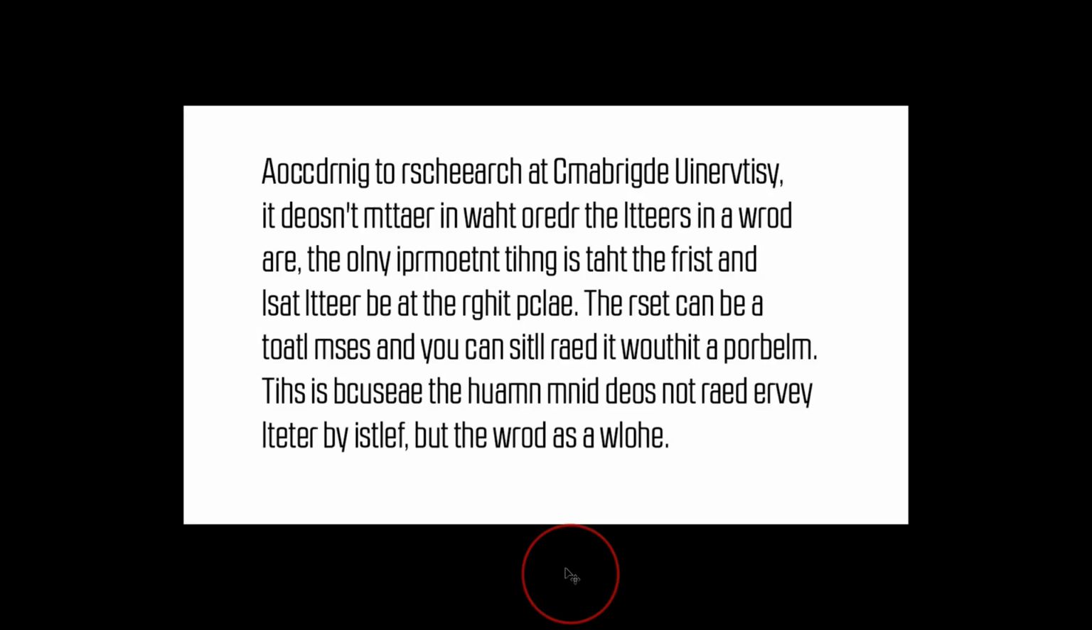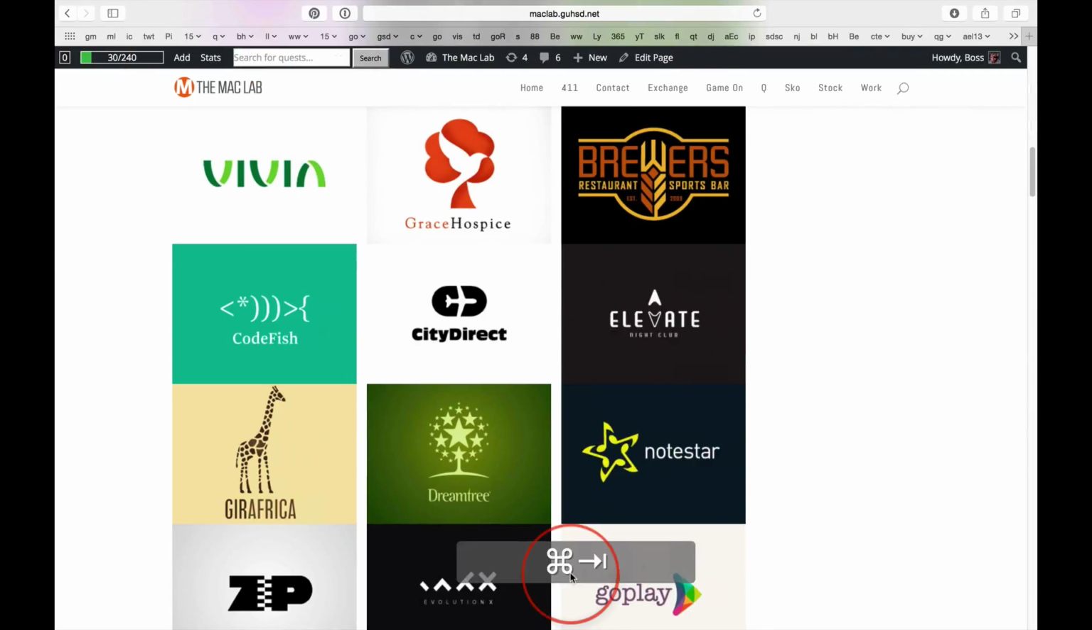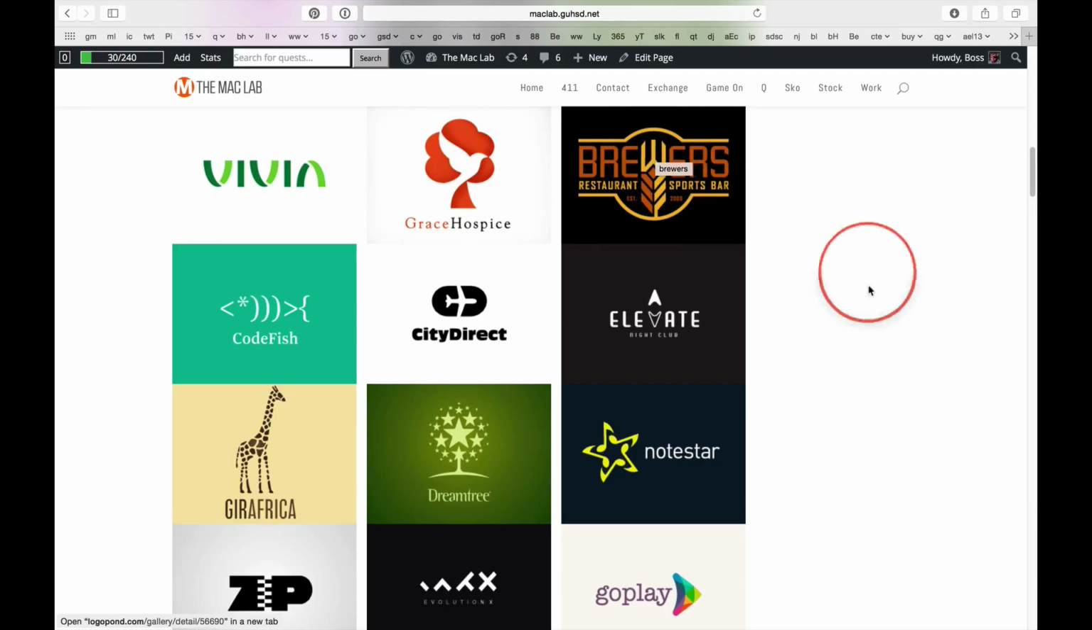Now, what are the two most important letters in a word? Yeah, the first and the last, right? You don't mess with the first and last letters. Switch over here. These are the example logos I showed you. Look, they messed with the middle letter.